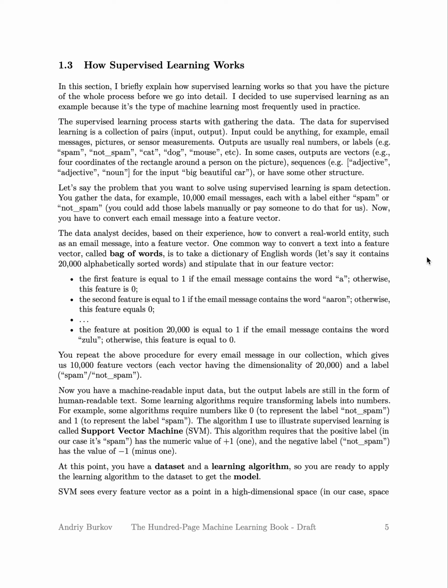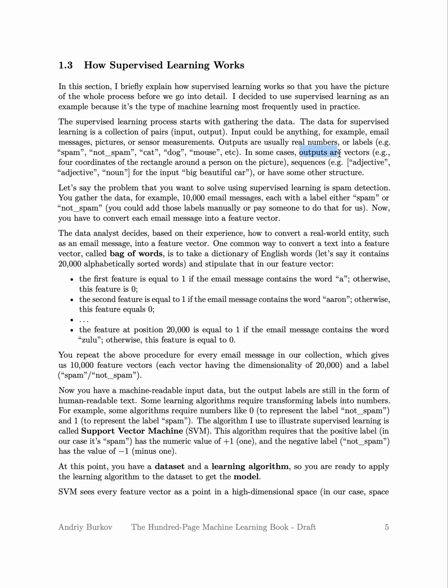So how does supervised learning work? Supervised learning takes data in a collection. So there is an input and then there is an output, right? Input could be anything. For example, it could be messages, pictures, text, sensor measurements, anything. And outputs are usually numbers or labels. So your input could be the text of an email, and then your output could be whether it is spam or not spam. Or your input could be a picture and your output could be cat, dog or mouse.